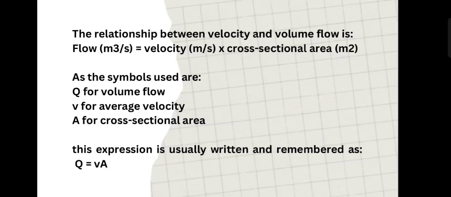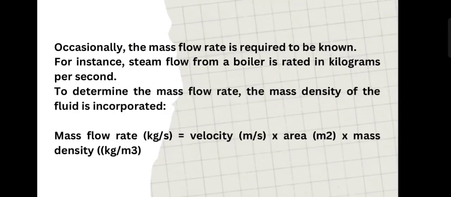In some applications, the mass flow rate is required to be known. For instance, steam flow of a boiler is rated in kilograms per second. To determine the mass flow rate, the mass density of the fluid is incorporated. So, the mass flow rate is equal to velocity multiplied by area multiplied by mass density.